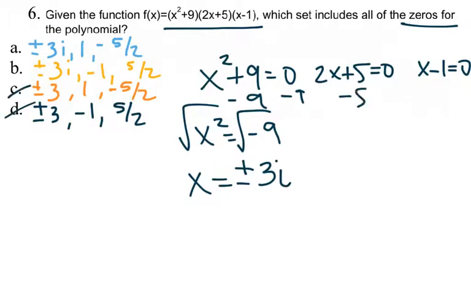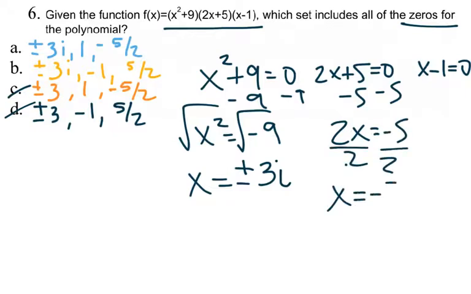Next one, I'm going to minus 5. I get 2x equals negative 5. Divide by 2, x equals negative 5 halves. Alright, so I already know the answer is A, but I could keep going, x equals 1, but the answer is still A.